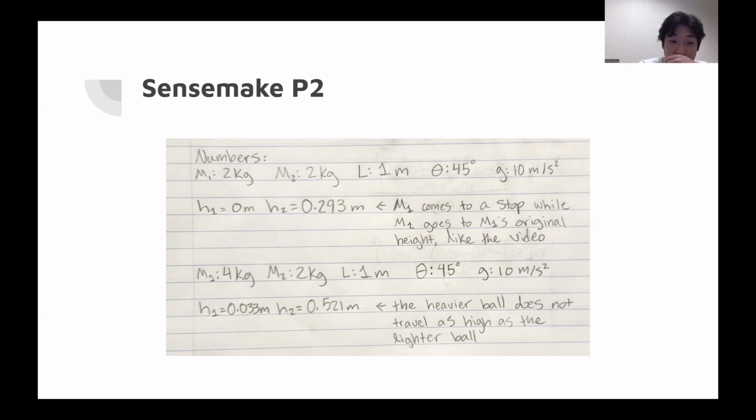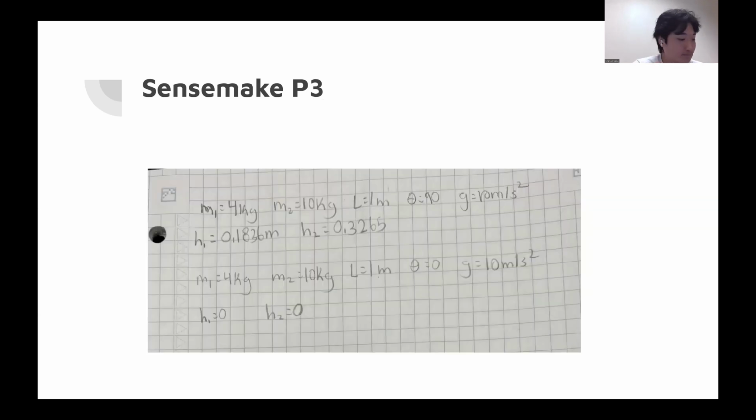And so for our calculations, we got that the height of ball 1, the one that's coming down, doesn't have as high of a height as the ball 2. And this also makes sense because the heavier ball does not travel as high as the lighter ball. If you do anything in the real world, you have a heavier object, it clashes against a lighter object, obviously the lighter one is going to move farther.